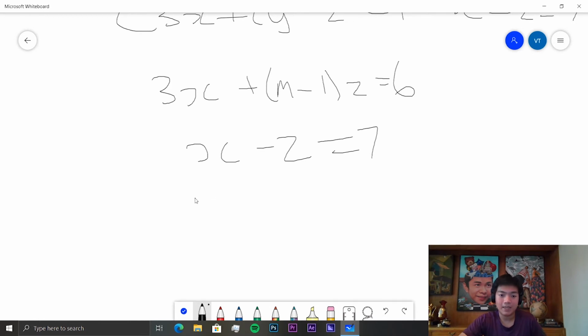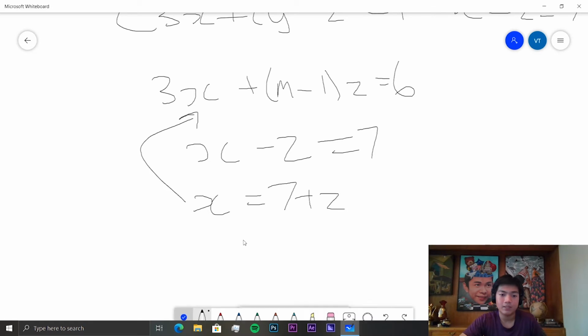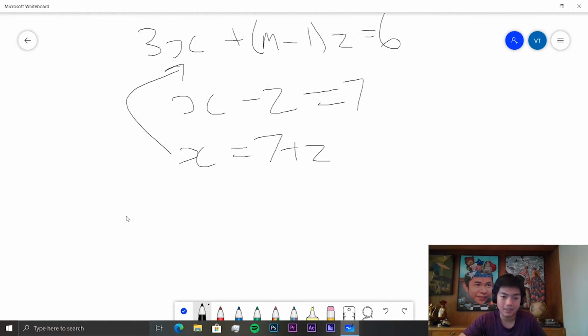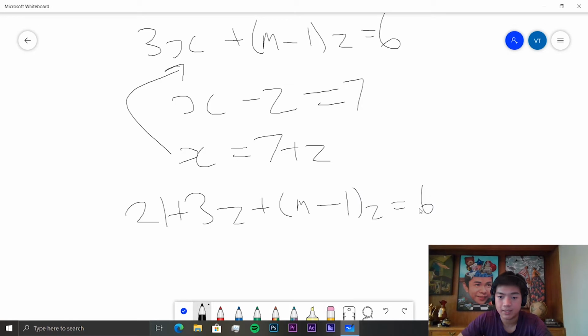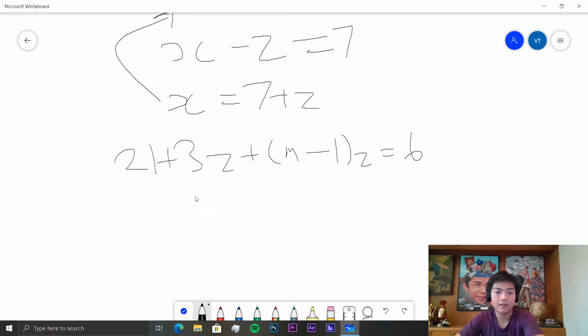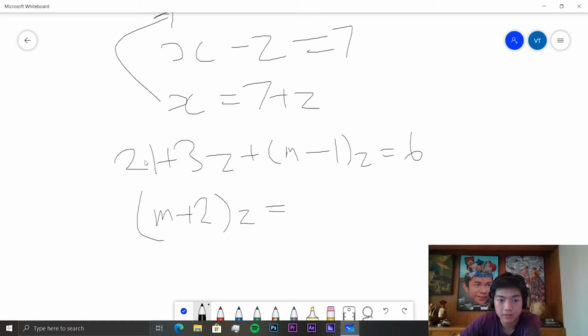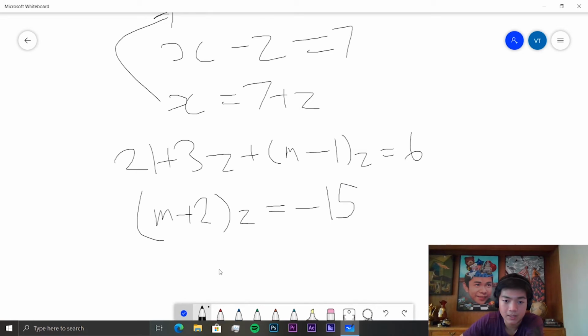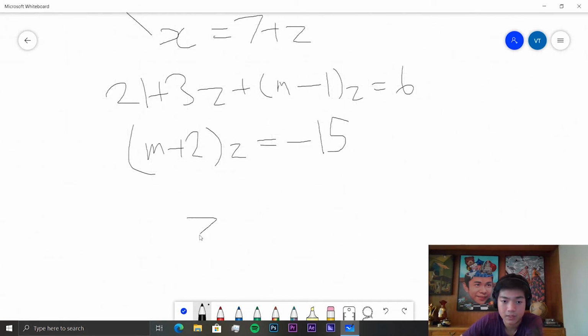So from here we can say that x is equal to 7 plus z and substitute this into there. So we have 3 times 7 plus z, which is 21 plus 3z, plus m minus 1 z is equal to 6. So we have this over here, where m plus 2 z is equal to 6 minus 21, which is equal to negative 15. So z is equal to negative 15 over m plus 2.